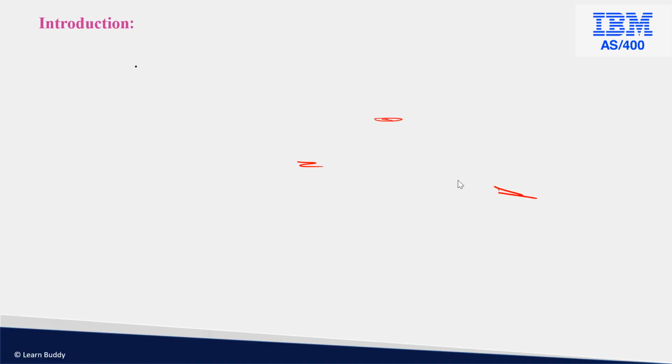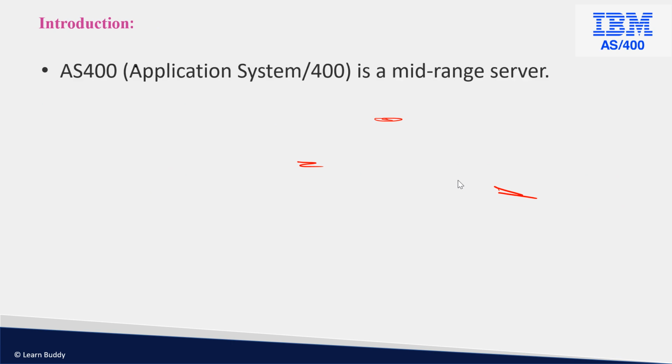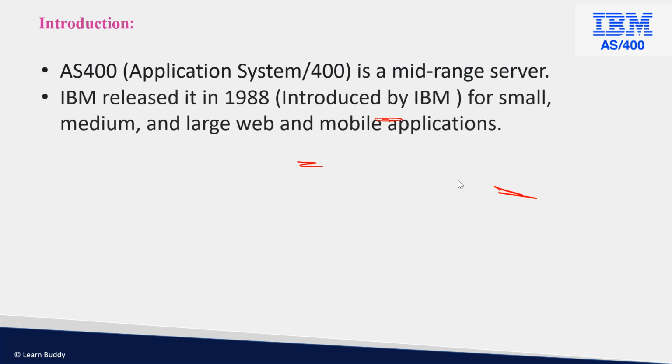So that can also be achieved by using the AS400 systems. And there's another introduction here, some more important points I've noted down. AS400, also called the Application System 400, is a mid-range server. IBM released it in 1988, introduced for small and large web and mobile applications. So you can design web applications and mobile applications.